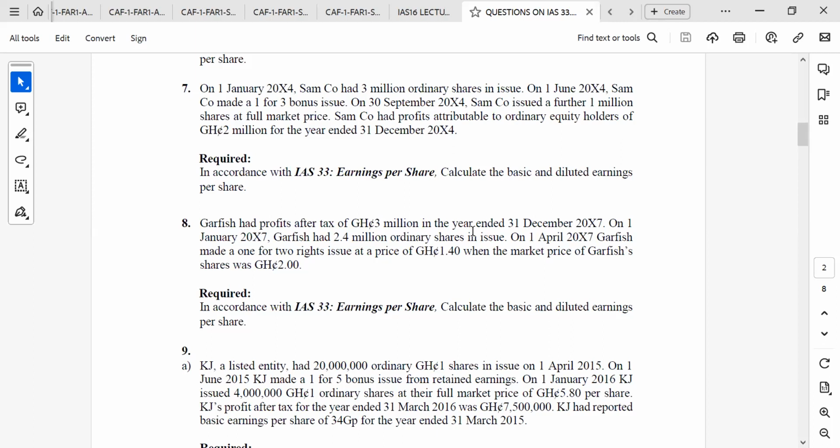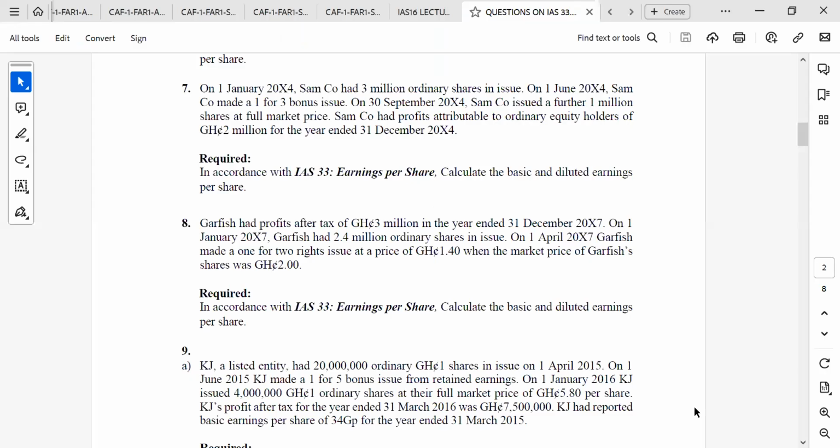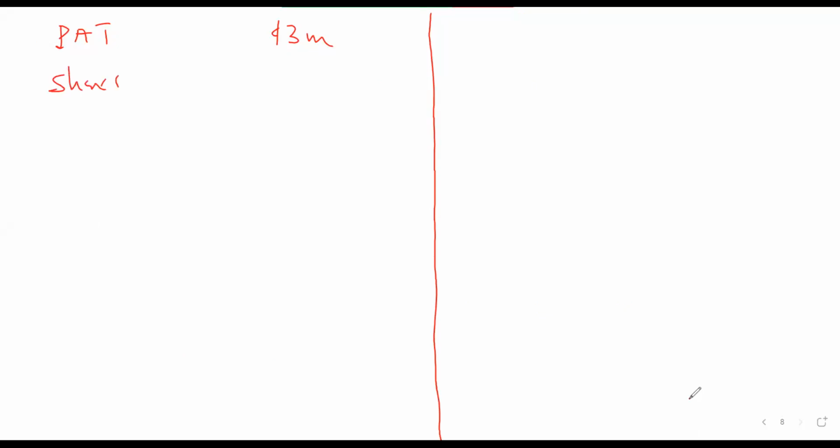So the company is having profit after tax of 3 million Ghana cedis. Let's look at the existing shares that they have now. They have 2.4 million in issue. That is the shares at the beginning of the year. So shares in issue is 2.4 million.